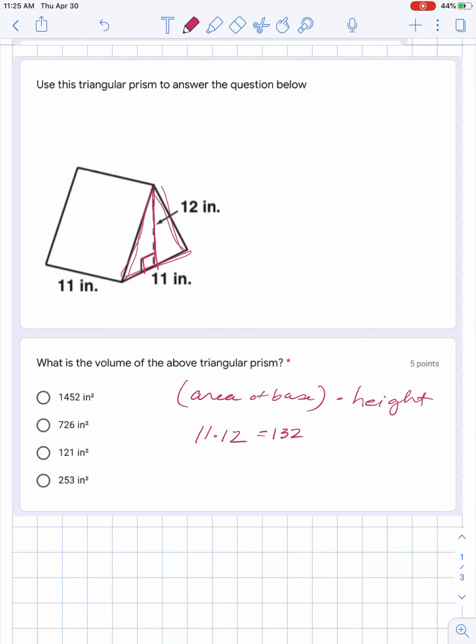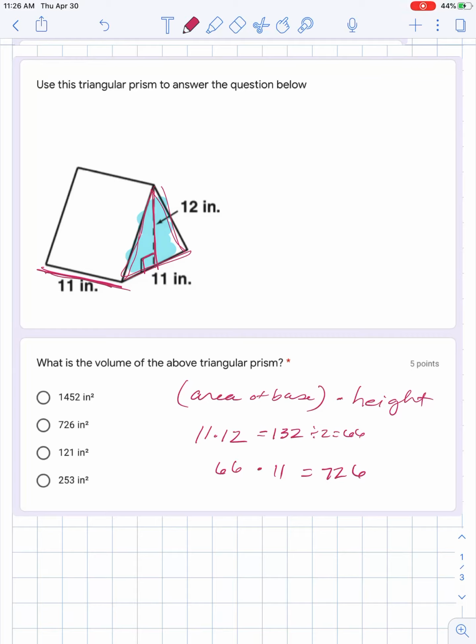But because it is a triangle, we got to cut that in half, right? We're going to take half of it. So we could multiply it by 1/2 or simply divide by 2. So if we divide by 2, we get 66. So our area of the base is 66, and then times our height. If this is our base, this is our height. 66 times 11 equals 726.